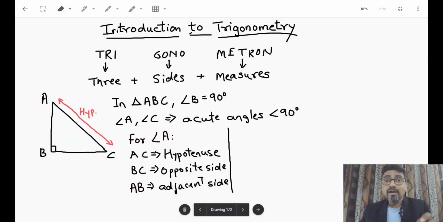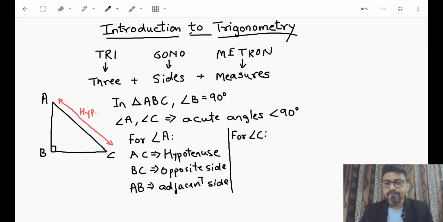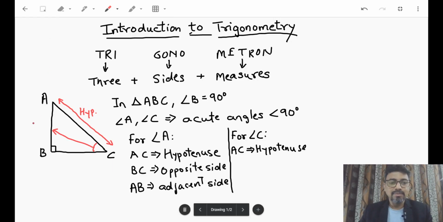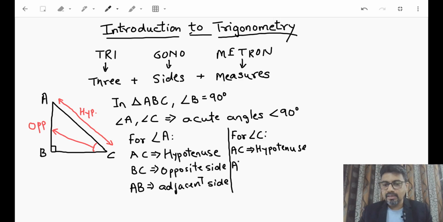Now, for the acute angle C. Whether we're talking for angle A or for angle C, the side AC, which I have marked with the red line, is always the hypotenuse in triangle ABC. So that is opposite to angle C. Which side do we have? We have the side AB, and hence AB will be called as the opposite side. Let's write that down. So we have side AB this time as the opposite side.